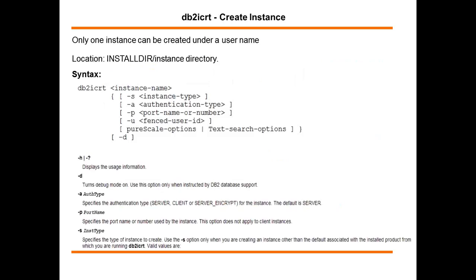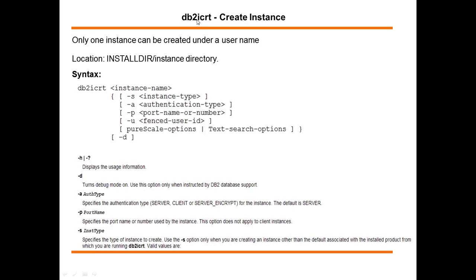Once you have taken care of all those basic things, the next step is to create an instance as a root user, using db2icrt. Please note that only one instance can be created under a username. If I have a user DB2INST1, that means my instance name is DB2INST1. If I have a user DB2INST2, my instance name is DB2INST2. A user is equal to an instance, like in Oracle where we say a user is a schema. Here a user equals one instance. That's a blind rule. If you want another instance, go ahead and add another user and run this command.